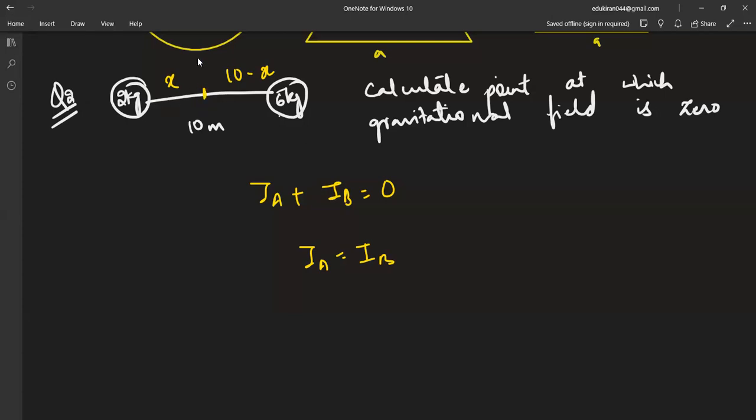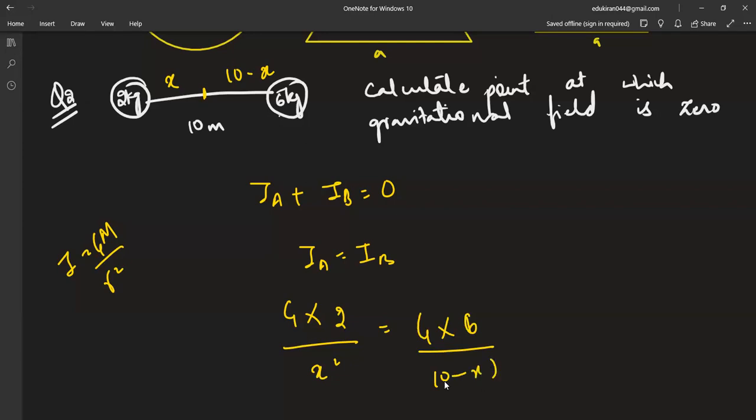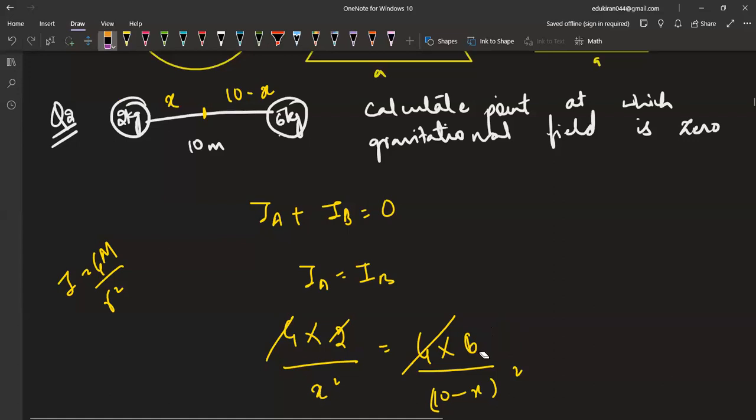So what is IA? Means gravitational field at this point due to this 2 kg. So we had seen the general formula G m by R square. So this becomes G into mass is 2, R square, this is x square. Same when we're talking about here, this becomes G into 6 divided by (10 minus x) whole square. G will be cancelled, 2 here we are left with 3. Right? Now see, or one thing let's do. Let's keep it like this only. Let's not even cancel this.